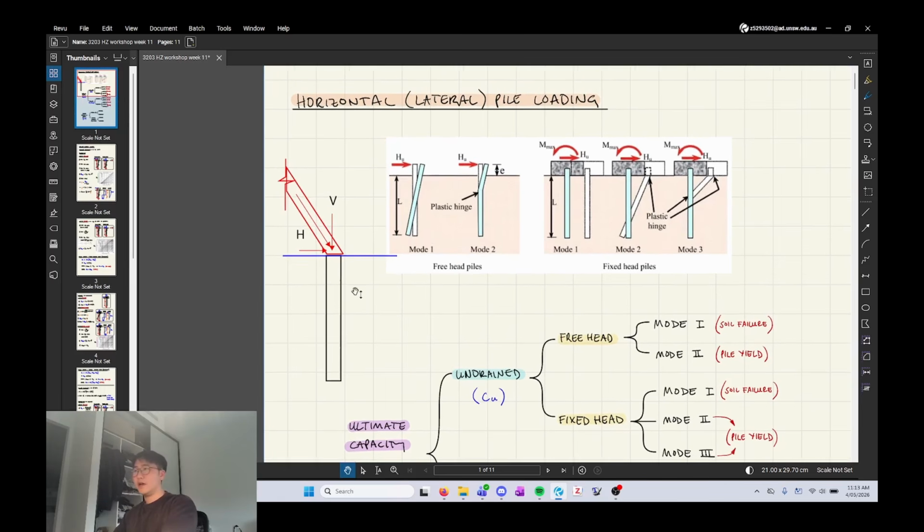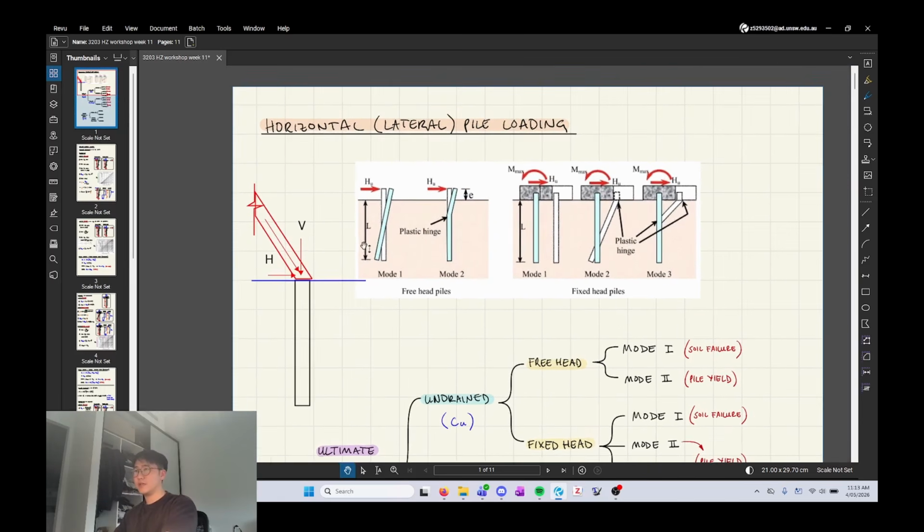What you can see here is, depending on what's on the top of the pile, we have two different scenarios. We have one where it's got a free end. Sometimes that horizontal load can have an eccentricity. We call this dimension from the ground to where the load's applied the eccentricity, E. And then we're going to call the length of the pile L, the same convention we've been using for piles, as well as lowercase d, which is the same as the convention for vertical loading of piles.